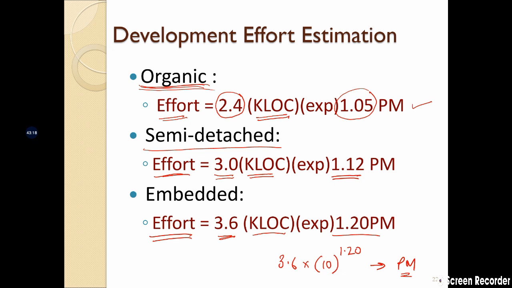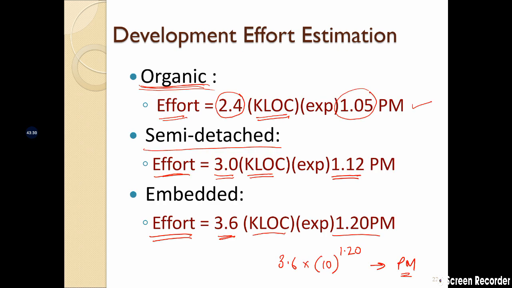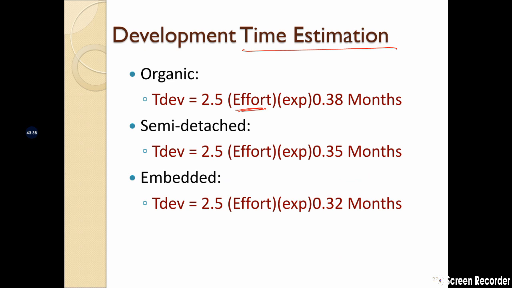Okay, so this is the development effort estimation. Now you can also find out how much time it is going to take to make it. In order to find out the time, you take the effort which you have calculated earlier. So the total development time will come from the effort. Whatever person months value comes here, if you substitute that value into this formula, that will give you the total development time.